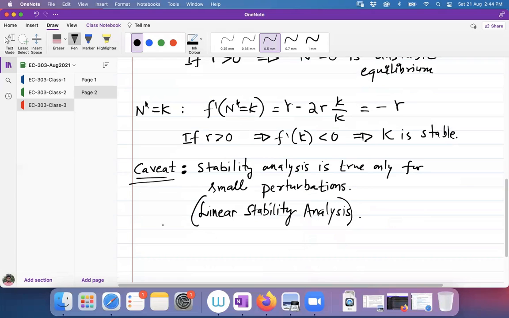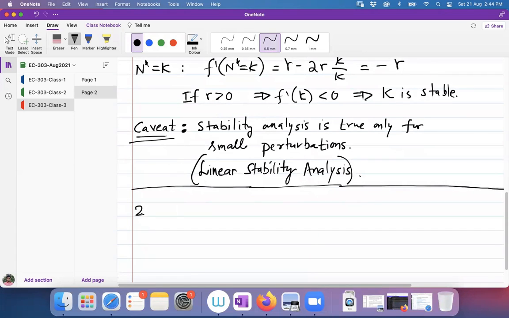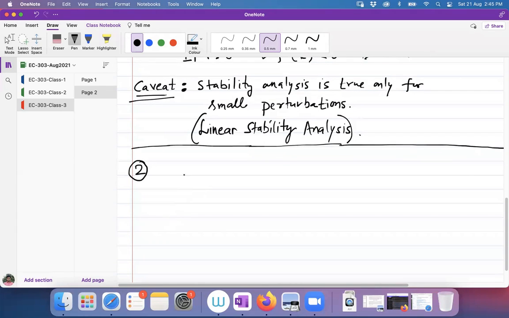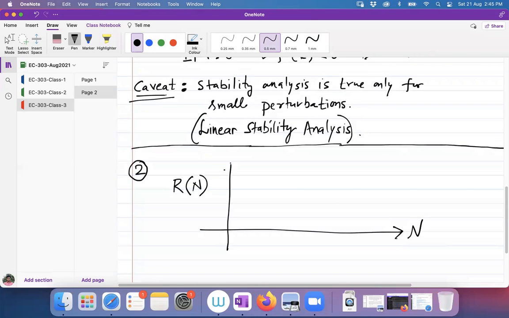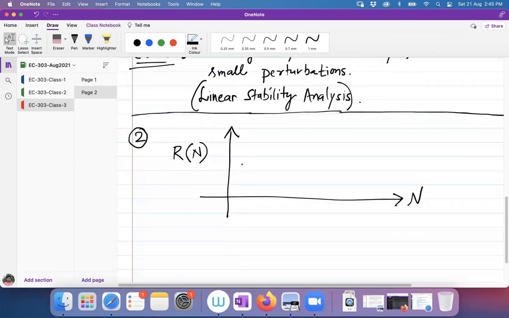So let's now look at one more model. Now, how do we build models? We have discussed this, right? We write R of n, the per capita growth rate, as a function of n. When we consider only intra-specific competition, what did we do? We basically considered a linear decay of this, right? Now let's consider a slightly more complex scenario.